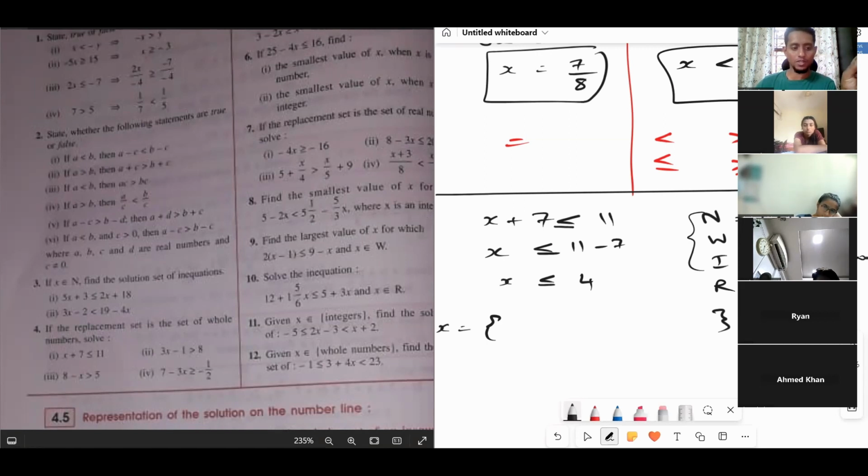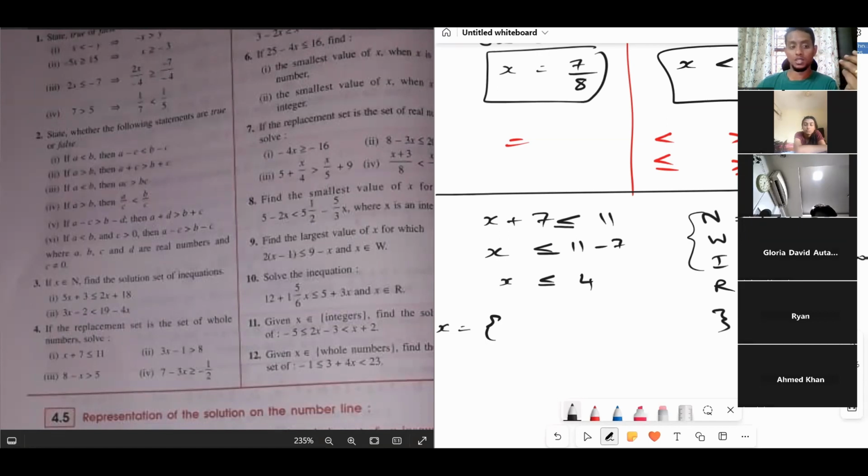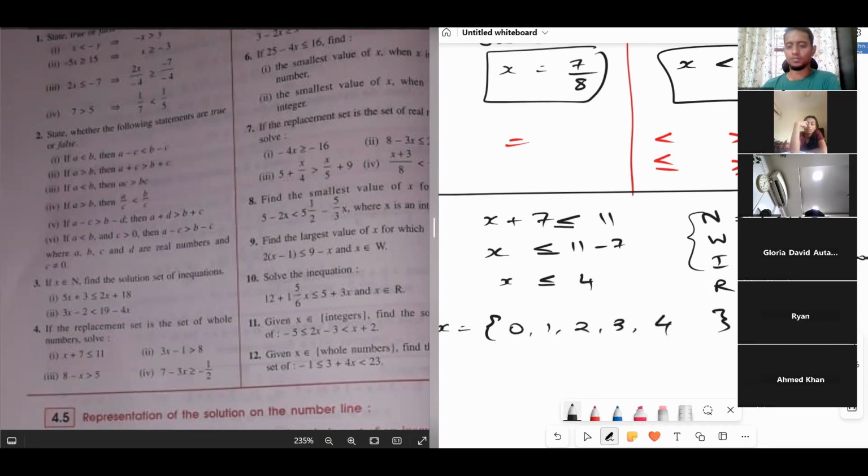Okay, so now in this question, what is it? Whole numbers. You see that? The replacement set is a set of whole numbers. So tell me what will be the numbers inside this bracket? X is less than equal to 4. So 0, 1, 2, 3, 4. Starts from 0 because it's whole numbers. And x is less than equal to 4 means you include 4 also, till 4. Is everyone clear with this?